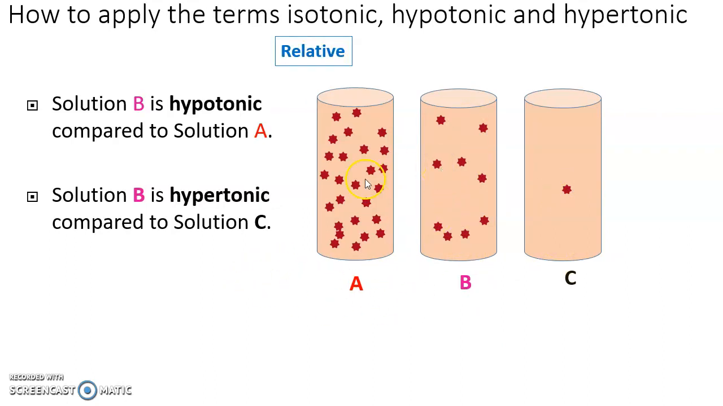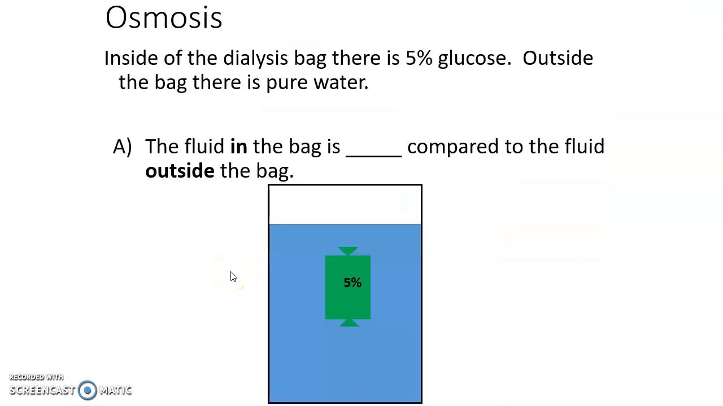B is hypotonic compared to A. It has less solute. B is hypertonic compared to C because it has more solute compared to C. So again, these terms are relative because you're comparing solutions.